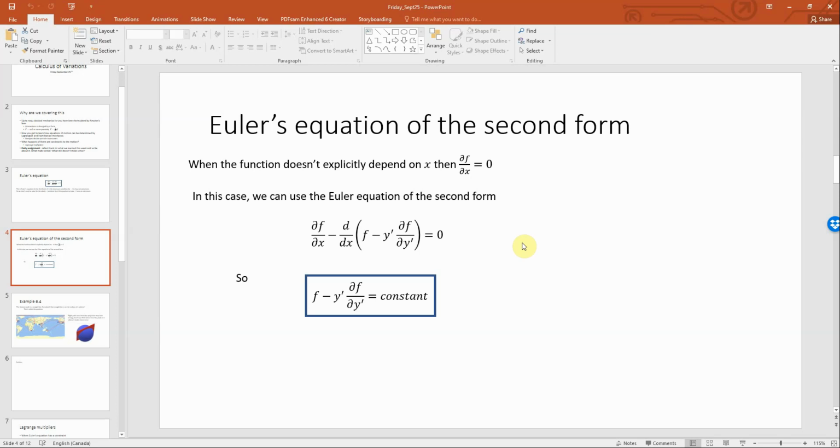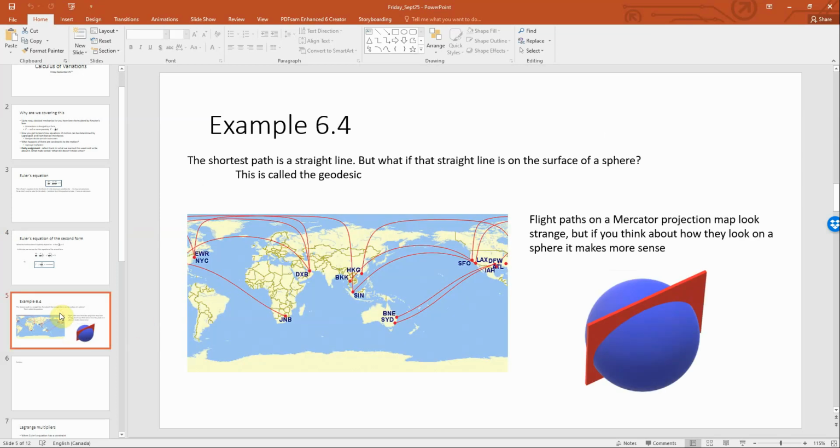Since the derivative of something is equal to 0, that means that something is actually a constant. And so that is Euler's equation in the second form: f minus y prime df/dy prime is equal to some constant. Okay, so we will use this for an example.